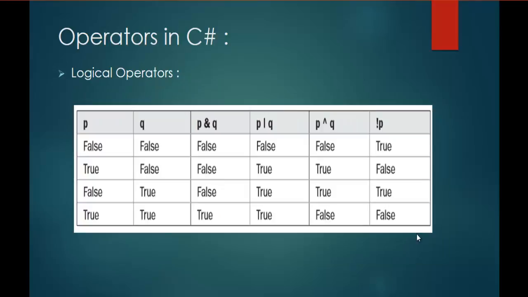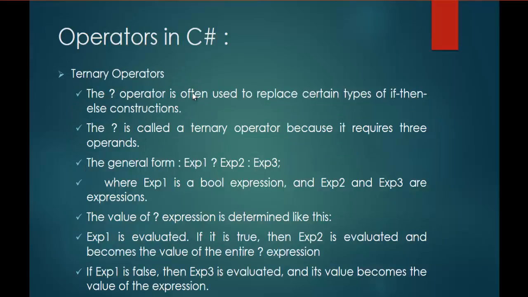So here comes the ternary operator, which is often used to replace certain types of if then else constructions. This ternary operator requires 3 operands. It is called ternary because it requires 3 operands. The general form is: expression 1 is evaluated, and based on the evaluation, it's going to take expression 2 or expression 3. Now let me show you this one.